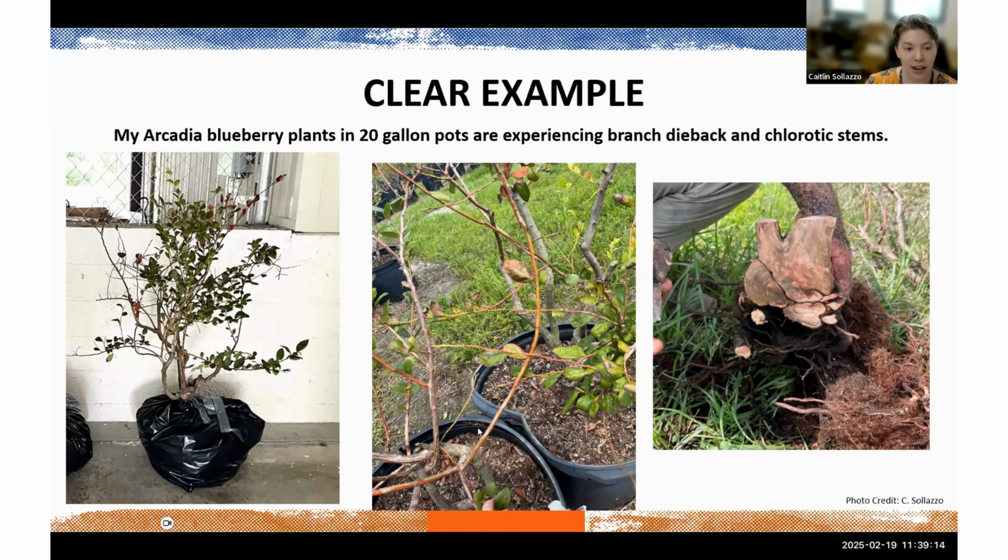So I know this looks a lot like algal stem blotch. Here with the white background, I can see it's just one branch that's dying off. That's a lot like Botryosphaeria dieback. Here's some galling of the roots.